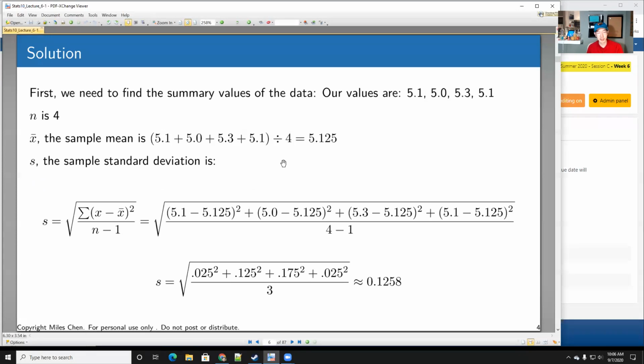Then to calculate the sample standard deviation, this is the formula that we use. We take each number and subtract off the mean, so 5.1 minus the mean, 5.125, and we square that difference. We take each number's deviation from the mean and square it. So 5.0 minus 5.125 squared, 5.3 minus 5.125 squared, and 5.1 minus 5.125 squared. We take all of those, add them up, divide by n minus 1, so we divide by 3, and inside the square root, we get something around 0.1258. So now we have the sample mean and the sample standard deviation.